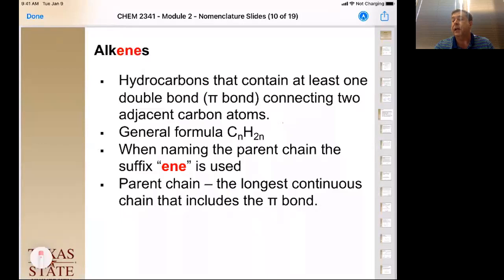And we're going to change that infix name to -ene. We still use the parent chain for the prefix. The parent chain is always the number of carbons in the chain. But in the case of alkenes, we must include both carbons of the double bond. So that's the subtlety of it. We need to make sure we do that. So let's go ahead and practice that once or twice.